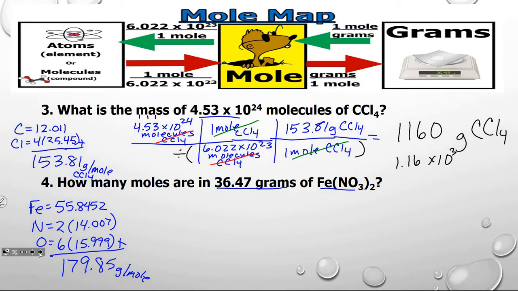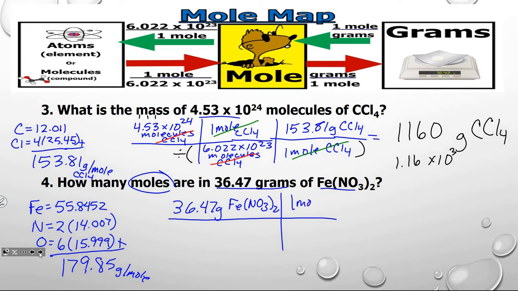So now we're going to start here with the 36.47 grams of FeNO3, parentheses 2. We're only going to do one conversion because we're just going from grams using the green arrow to moles. That's it. We're stopping. That's all they wanted. They wanted how many moles, and the moles are yellow in the center. So here we're going to put 1 mole of FeNO3, 2 on the top, and we're going to put 179.85 grams of FeNO3, 2 on the bottom.